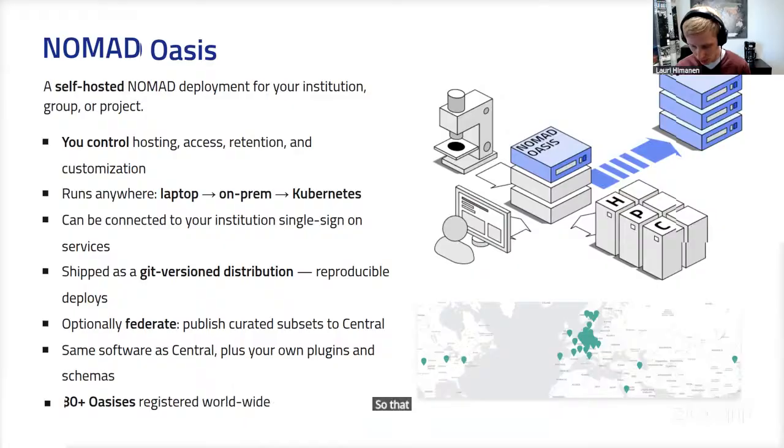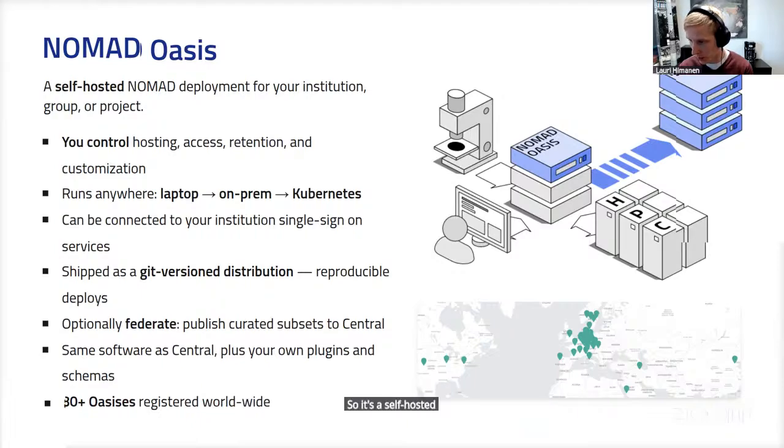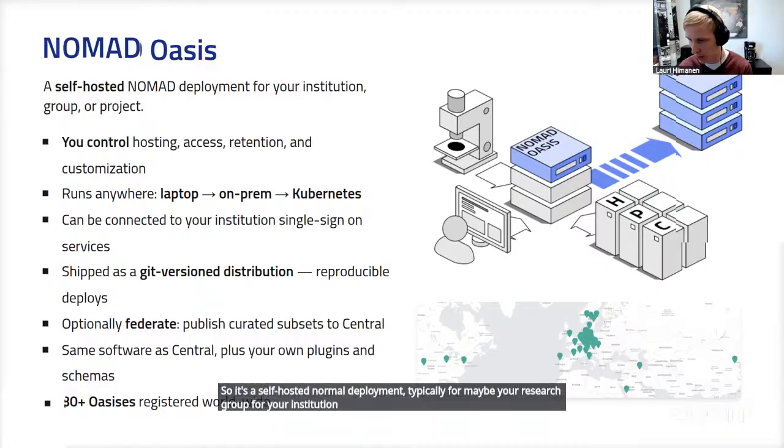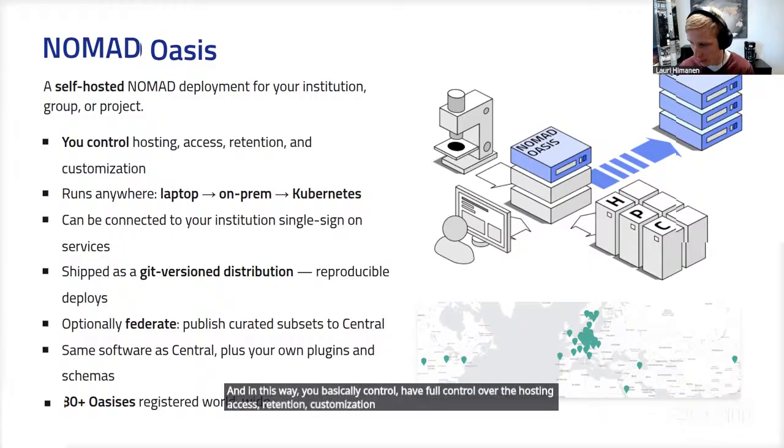So that was our centrally hosted service. And then you have another way to work with NOMAD, which is a NOMAD Oasis. And this is now something you can host yourself. So it's a self-hosted NOMAD deployment, typically for maybe your research group, for your institution, for a certain scientific project. And in this way, you basically have full control over the hosting, access, retention, and customization of a NOMAD Oasis.